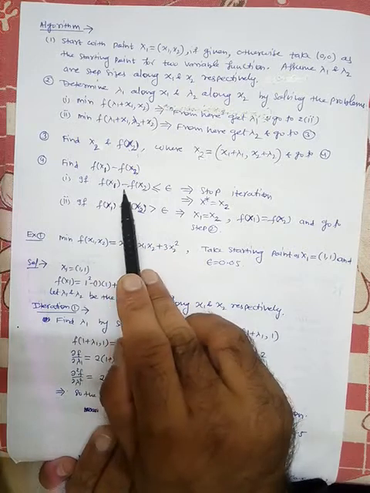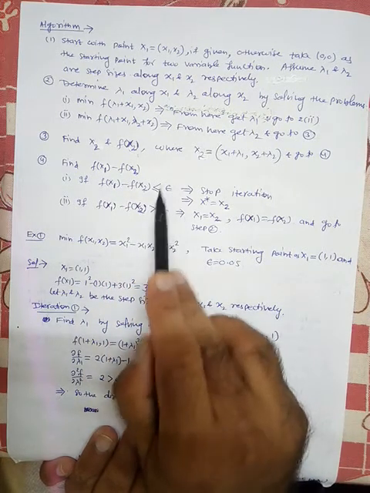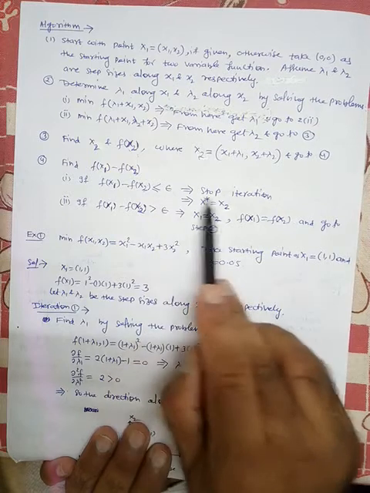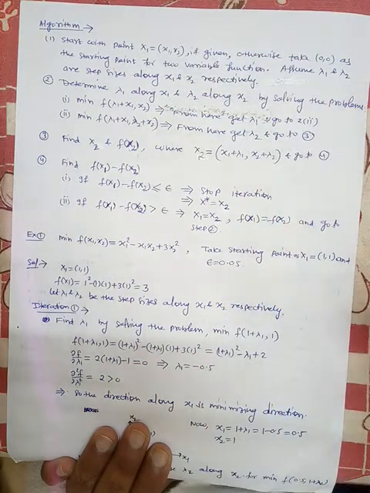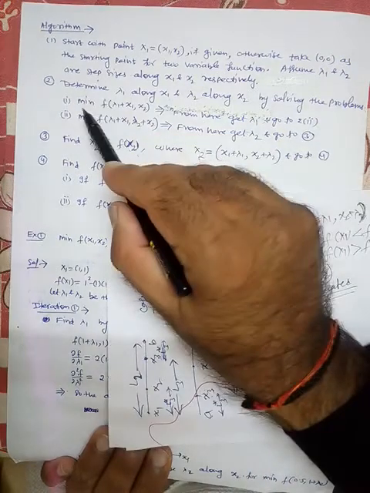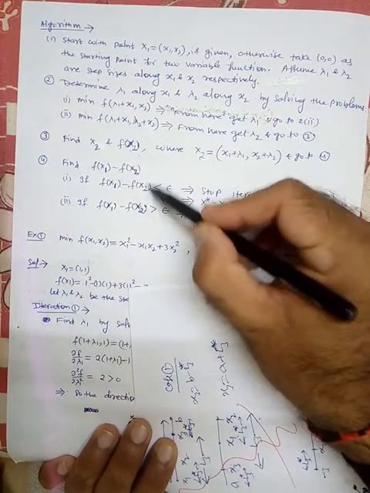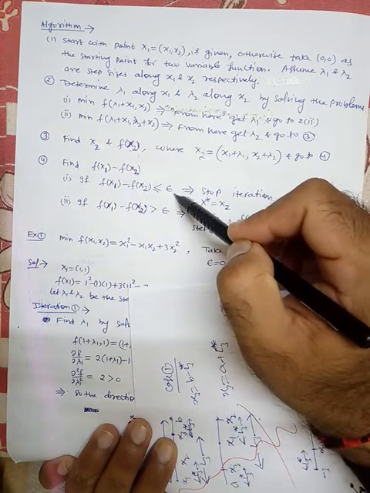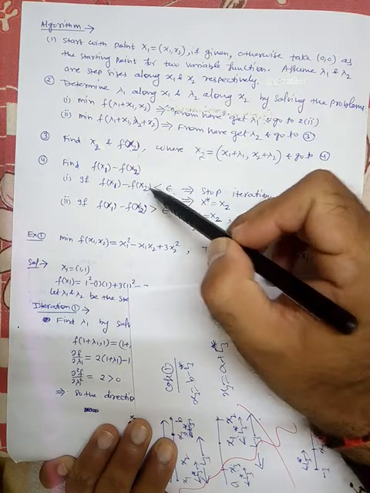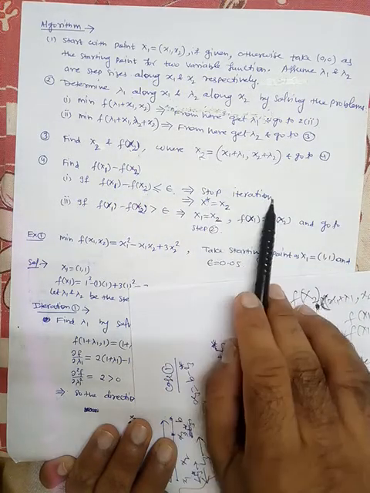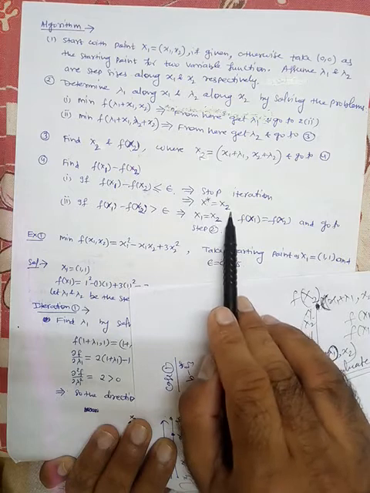If f of x1 minus f of x2 is less than or equal to epsilon, where epsilon is the tolerance level, then stop. Why stop? Because our target is to minimize this. So this means the value at the new functional point x2 is coming larger, so we will stop because we need to find the minimum. So that's why x star is nothing but x2.